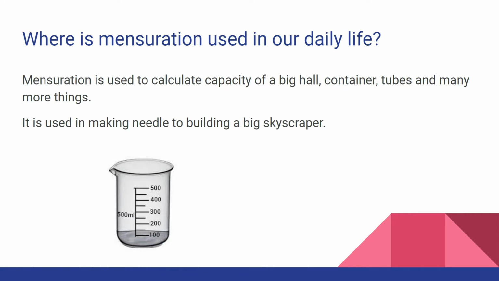Where is mensuration used in our daily life? Mensuration is used to calculate the capacity of a big hall, containers, tubes and many more things. It is used in making a needle to building a big skyscraper. As you can see in the figure, it is a beaker which we usually see in our chemistry labs. It is marked as 500 ml. How is it calculated? Yes, using mensuration.